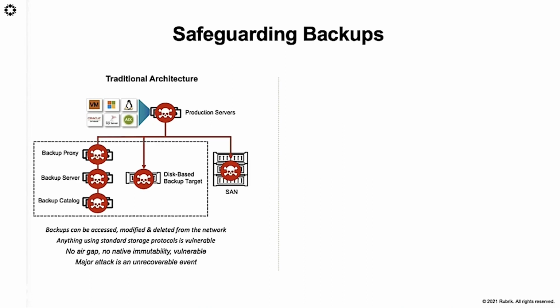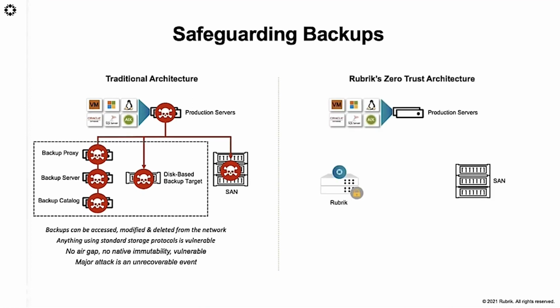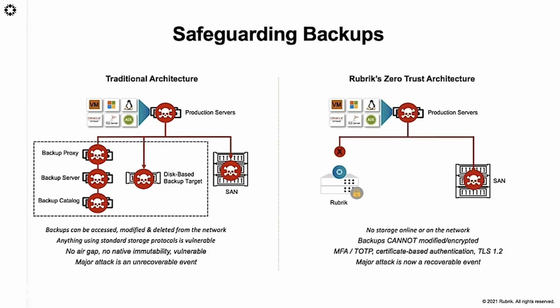And so this is where a lot of legacy architecture recommends having a physical air gap because they have no other choice. There's no other way to secure the data. But that is complex and expensive. So with zero trust architecture, the ransomware gets in, hits your production servers, goes after the Rubrik appliance and the storage array, but can't get into the Rubrik appliance because of our logical air gap and immutable file system.